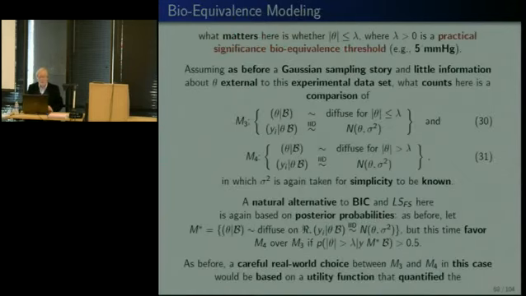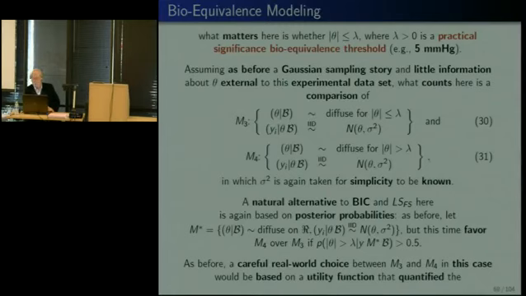What matters here is whether the absolute value of theta is less than or equal to some number lambda, where lambda, which is a positive number, is another practical significance threshold, this time for bioequivalence rather than for measuring improvement. And you might pick a number like 5. If the 2 drugs differ in their average improvement by no more than 5 millimeters of mercury, then you could call them bioequivalent.